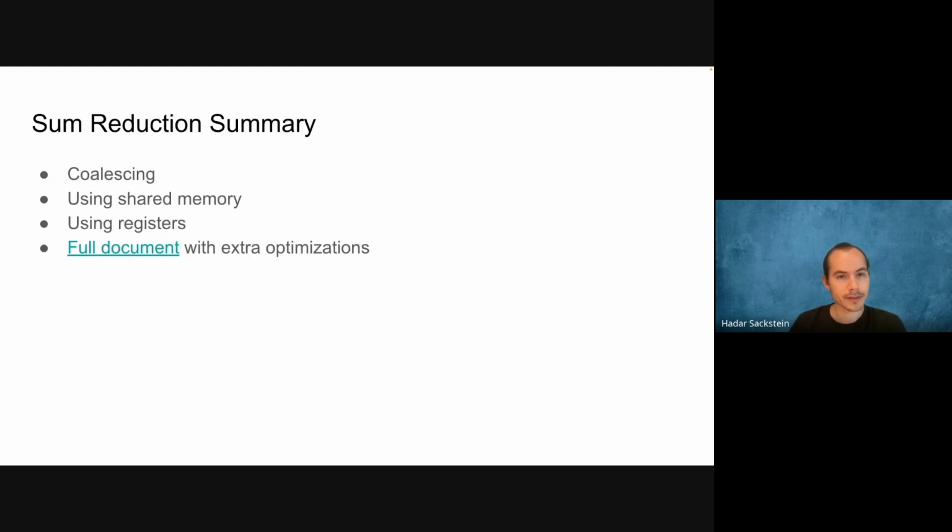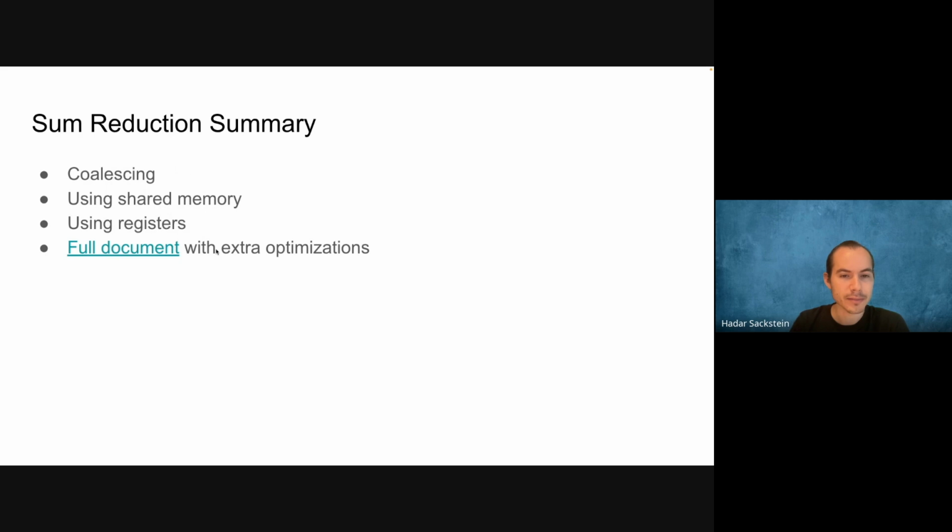Yes. So if I summarize the 3 optimizations of the sum reduction that I showed you, you need to use coalescing, and then you can use shared memory, and you can use registers. And this is actually a similar approach to what we do in the NTT. Because NTT is also memory bound, we use coalesced reads and writes, we use as much shared memory as we can to reduce global memory access, and we use as many registers as we can.